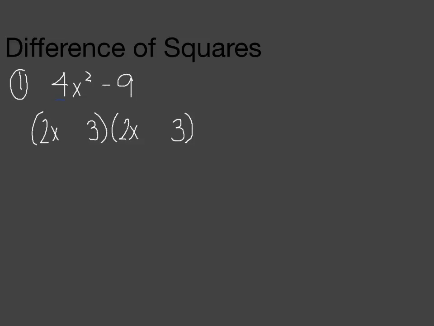Now here comes the signs. We know that we want to get a negative. In order to do that, that's a positive times a negative or a negative times a positive. So all you really need to do is just make one of these a positive and one of them a negative. And that is your final answer. Let's go ahead and do another one.